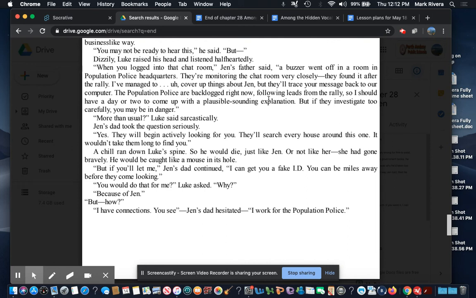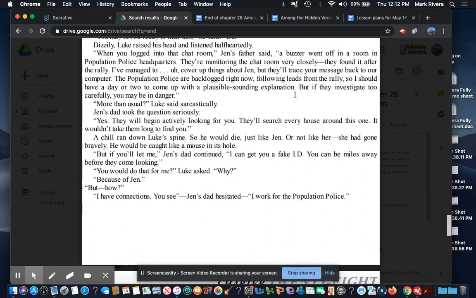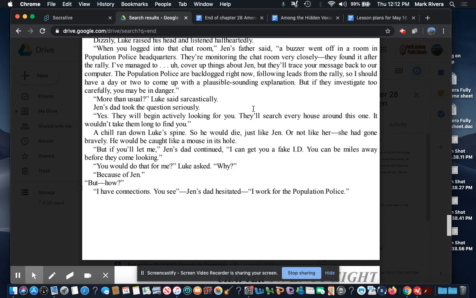But if you let me, Jen's dad continued, I can get you a fake ID. You can be miles away before they come looking. You'd do that for me? Luke said. Why? Because of Jen. But how? I've got connections. You see, Jen's dad hesitated. I work for the Population Police.